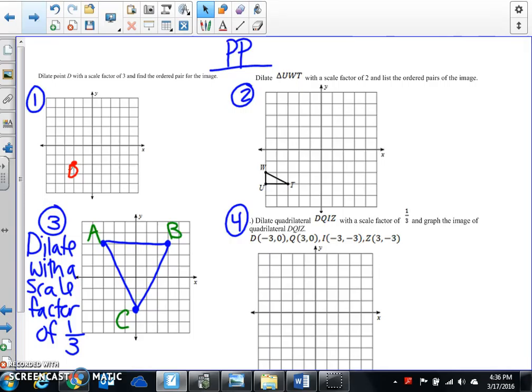Here are your practice problems. I should see not only the graphs, but I should also see what the new coordinates are. So for like A, I should see what D prime is. For 2, I should see what triangle U prime, W prime, T prime is, and so forth.